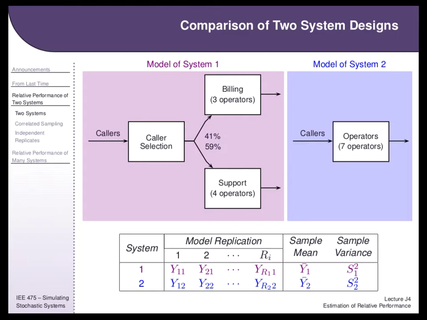But it might be that these billing calls don't take that much time, and so my billing operators have a very low utilization. So I might be interested in knowing, what if I trained these billing operators to do support and my support operators to do billing? With that cross-training, I could just get rid of this caller selection. That maybe actually simplifies things for the callers, because they don't have to tell me what they need, and they just go straight through to an operator that's been cross-trained on both jobs.